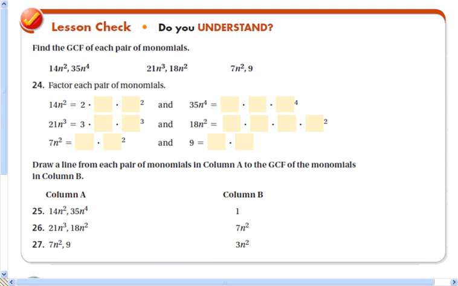All right, so let's check. Find the greatest common factor of each pair of monomials. So writing each of these out, 14 is the same as 2 times 7 times n squared. 35 is the same as 5 times 7 times n to the fourth. 21 is the same as 3 times 7 times n to the third. 18n squared is the same as 2 times 3 times 3 times n to the second. 7n squared is the same as 7 times n squared. 9 is 3 times 3.